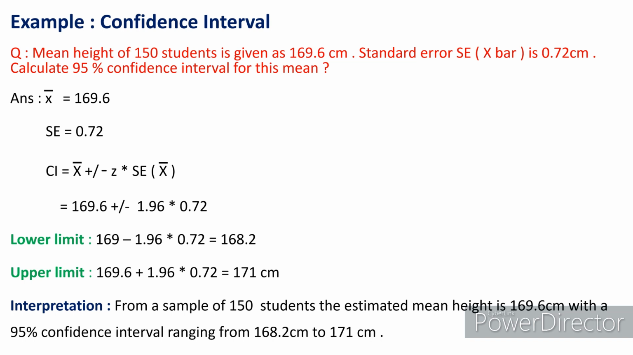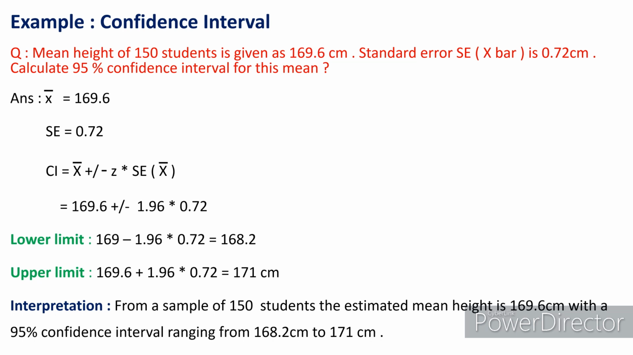And by using the formula of confidence interval, that is nothing but x bar plus or minus z multiplied by standard error of mean. So that is 169.6, which is mean, plus or minus, we use the z value as 1.96 because they are asking us to calculate 95% confidence interval. So the z value for 95% confidence interval is 1.96. So that is multiplied by standard error is 0.72.